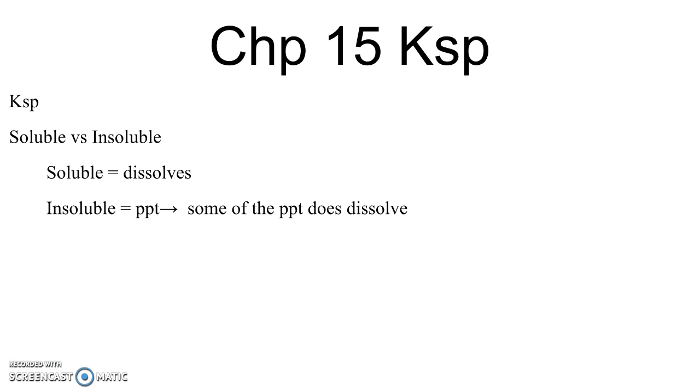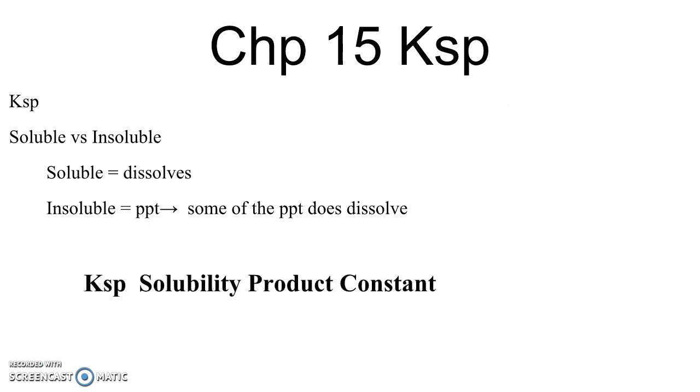That is the point that we are going to focus on with this discussion, because since some of the precipitate does dissolve, we have something called a Ksp. What that stands for is the solubility product constant, and that is what you guys were seeing in that lab. We're going to discuss, concentration wise, how much of the precipitate does dissolve and how you can calculate that.